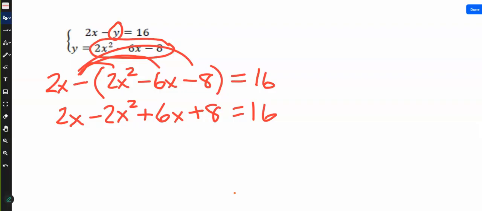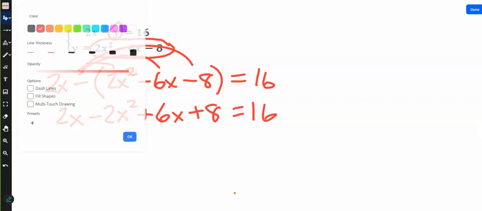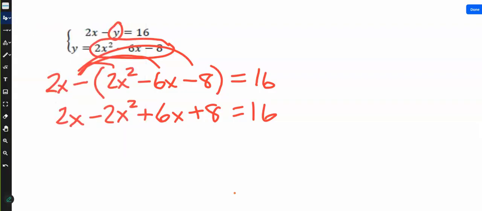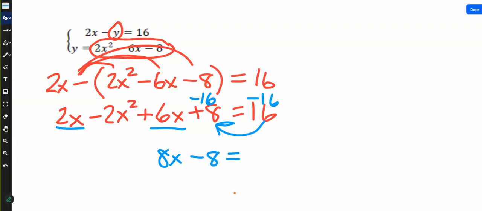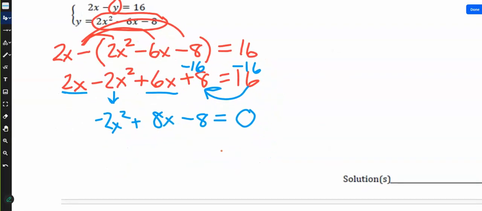Okay, we need to get all like terms added together, and everything put on the same side. Obviously, those two are like terms, so they can be added together. The 16 can be moved from this side over to this side, giving me a minus 8. And of course, this is just minus 2x squared. So now we have it set equal to 0, which is exactly what we wanted.